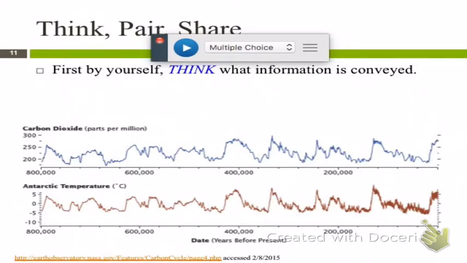So go ahead and think for yourself, what information is conveyed here? Once you've thought about that for a while, pair with someone else, 2 or 3 people, and talk about what you think this conveys.